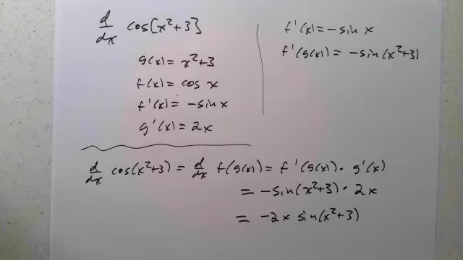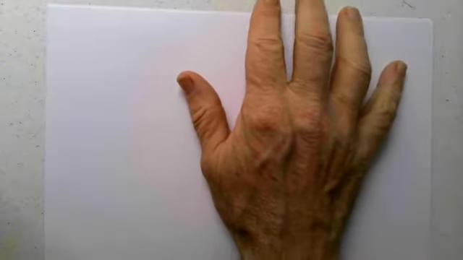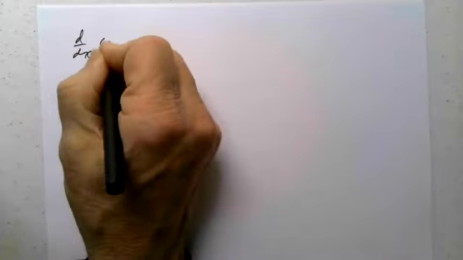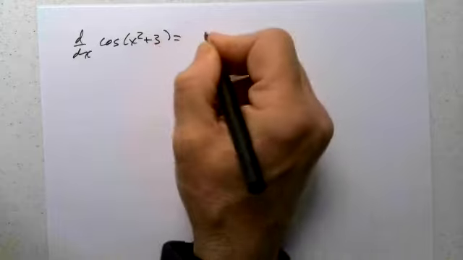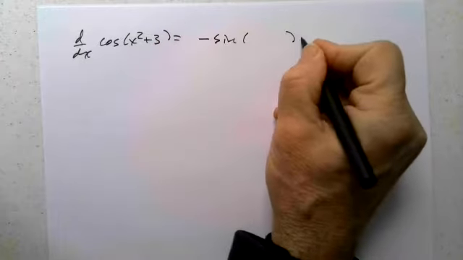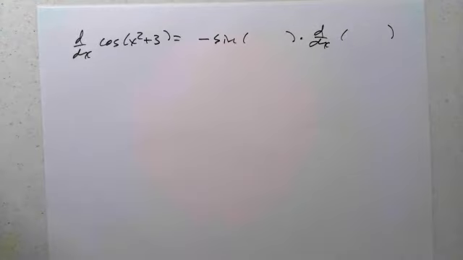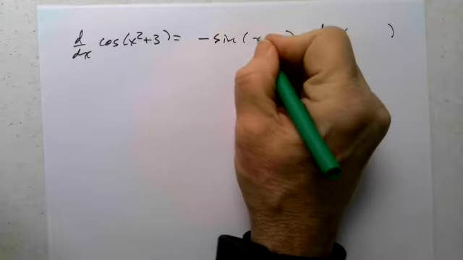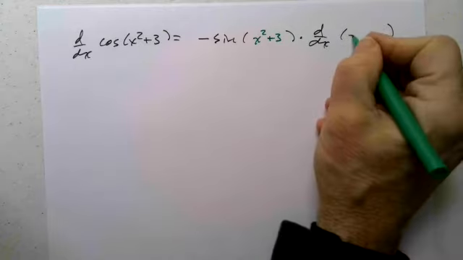Now, that's a little more formal, frankly, than most students like. So let's do this again with a somewhat less formal approach. So we're going to look at the derivative with respect to x of the cosine of x squared plus 3. The derivative of the outside function is negative sine of something times the derivative of the something. That's typically how I do this. So the something, of course, being x squared plus 3. The derivative of the outside function applied to the inside function times the derivative of the inside function.